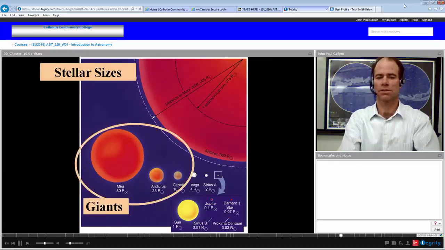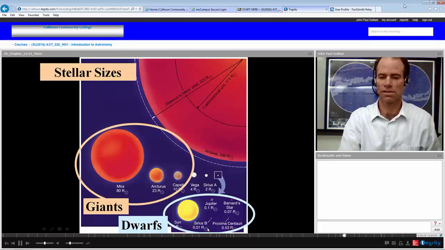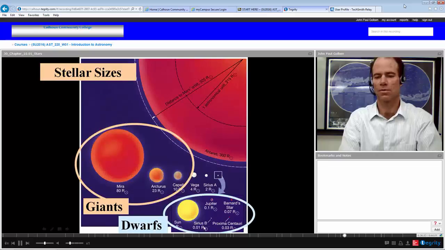Here are some examples. Here are some giant stars. Mira, 80 times our sun's radius. Arcturus, 23 times. Capella, 10 times. These are all larger than our sun, between 10 and 100 times the diameter of our sun. We have dwarfs, which includes our sun, and smaller stars. Sirius B, which is the dwarf companion to Sirius. Barnard's star, which is only about 7/100ths the radius of our sun. I got Jupiter in here, but that's not really a star. Proxima Centauri, the dwarf companion star to Alpha Centauri.